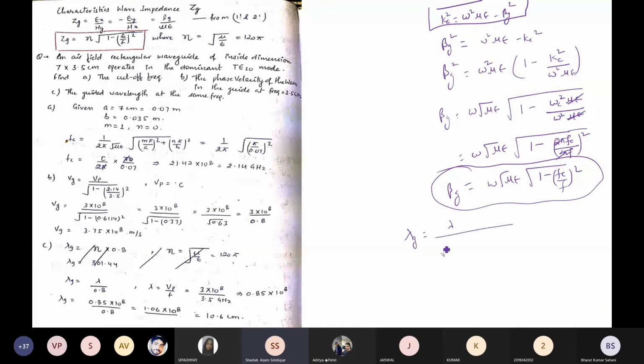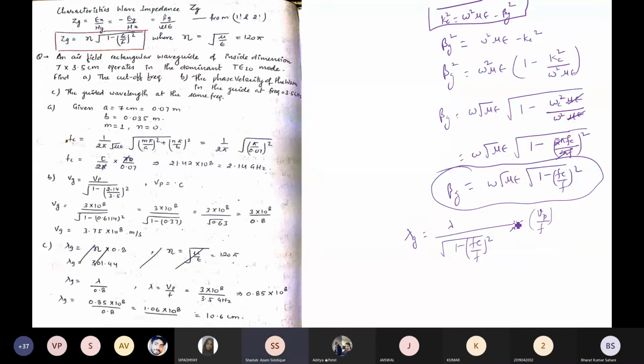So lambda g, we have lambda divided by square root of 1 minus (fc by f)^2. What is lambda? Lambda is equal to vp by f, and vp is nothing but 1 by root under mu epsilon. So what is it? Omega by beta g. This is lambda.